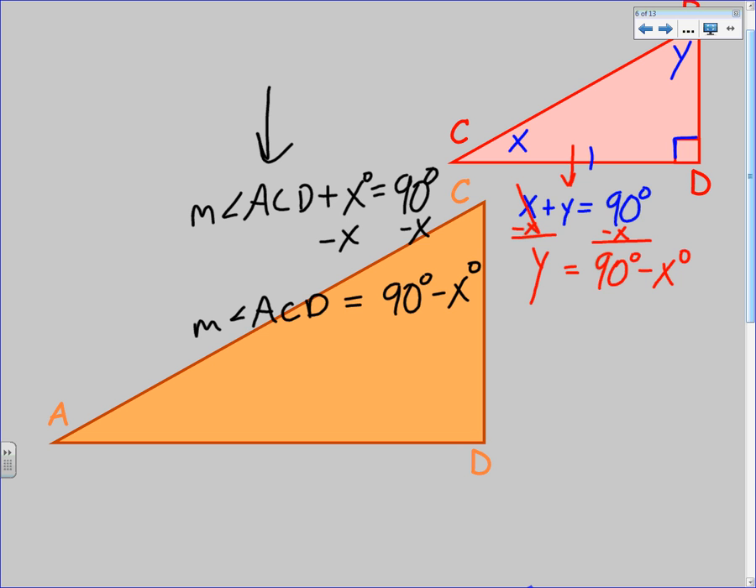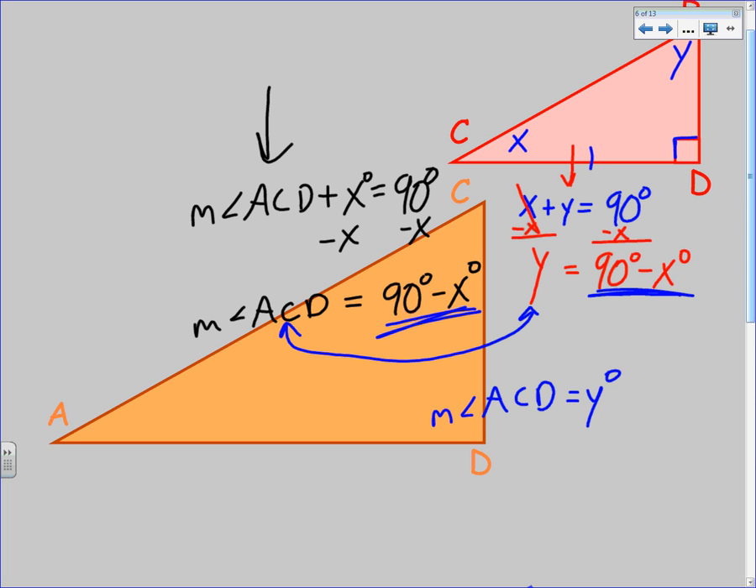And at that point, there should be something going off in your head. 90 minus x, 90 minus x. So, do you see how 90 minus x is equal to 90 minus x? So therefore, the measure of ACD must be equal to that. The measure of angle ACD must also equal y, because both of them equal 90 minus x degrees.